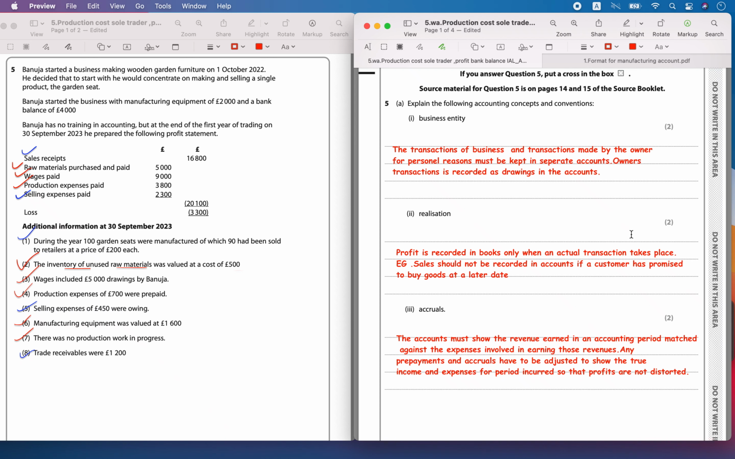Hello, today we are going to solve October 2023 paper question number 5. Banuja started a business making wooden garden furniture on 1st October 2022. He decided that to start with, he would concentrate on making and selling a single product, the garden seat. Banuja started the business with manufacturing equipment of 2000 and a bank balance of 4000, and he has no training in accounts, but at the end of the year of trading he prepared the following profit statement.